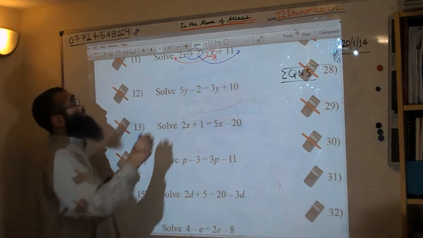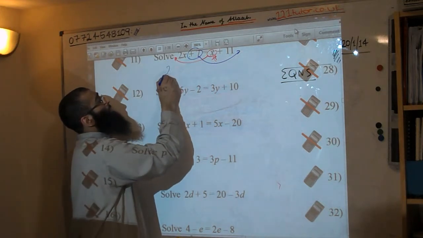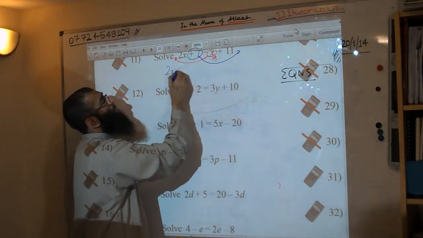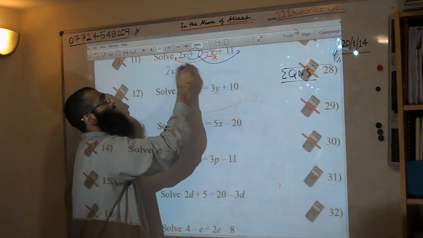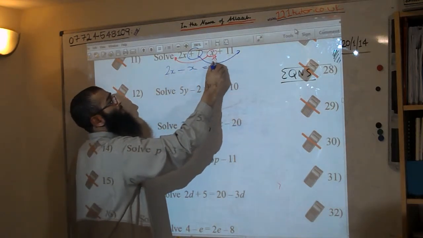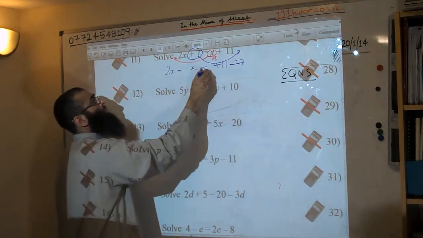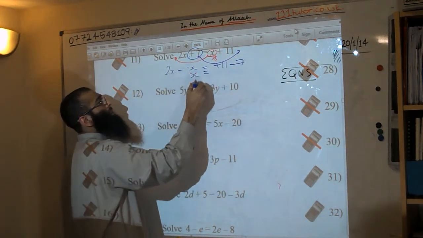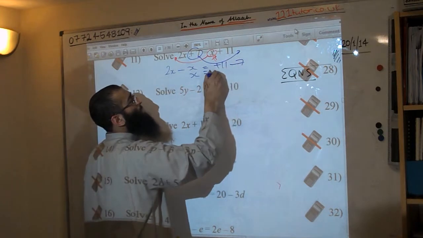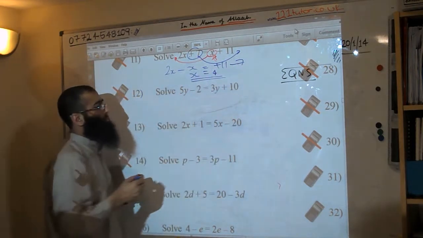Okay. So we have here now 2x, which is already here, and then minus an x, because opposite of plus x is minus x. We have here plus 11, and then opposite of plus 7 is minus 7. So 2x minus x will just give you x. 11 take away 7 will give you 4.